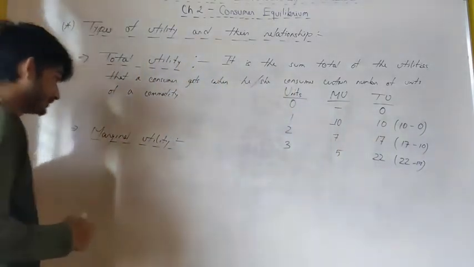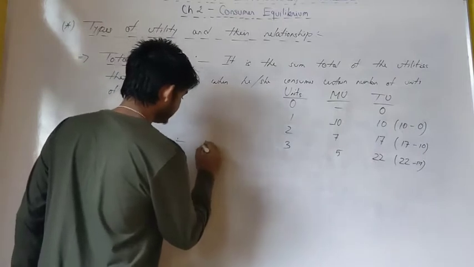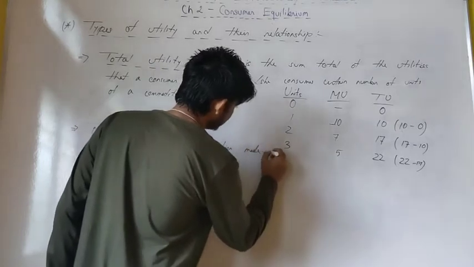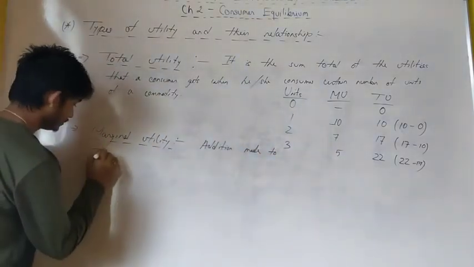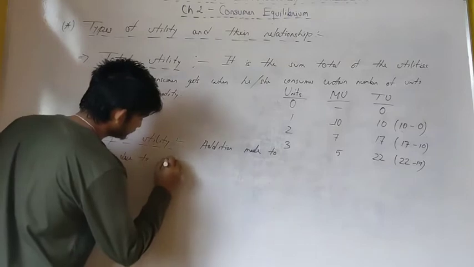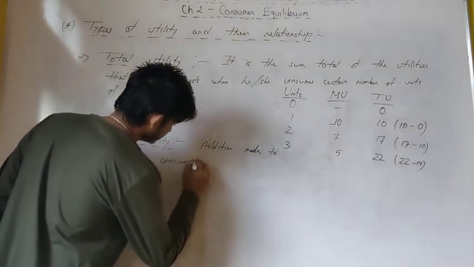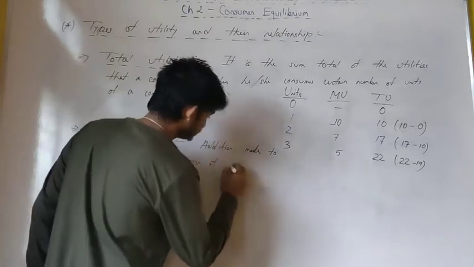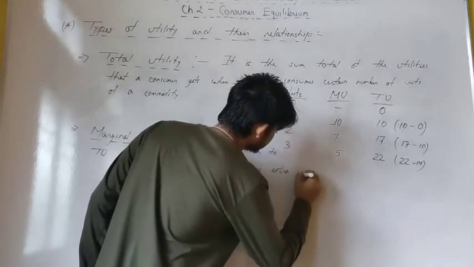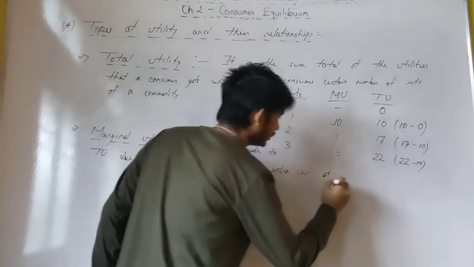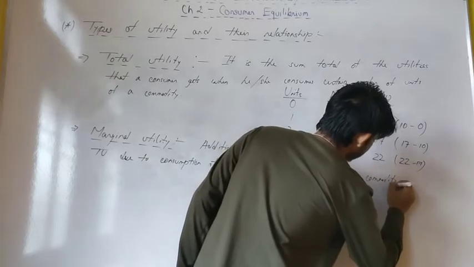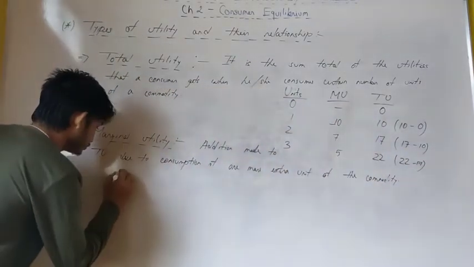It is 5. So marginal utility can be defined as the addition made to total utility due to consumption of one more extra unit of the commodity, and it has a symbolic expression too.